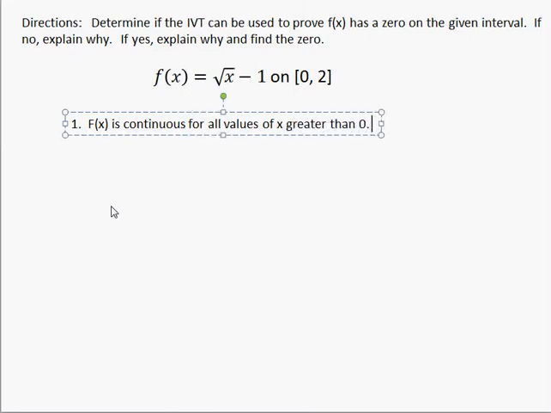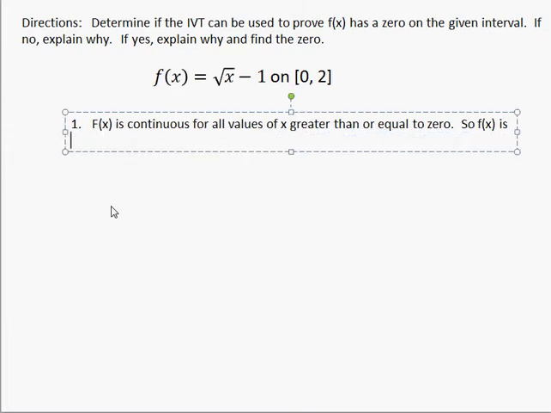greater than or equal to 0. Since we have the square root function in there, that's defined as long as x is greater than or equal to 0. Okay, so our interval was 0 to 2, so that works out. So f of x is continuous on our interval. Nope, not number 2 yet.